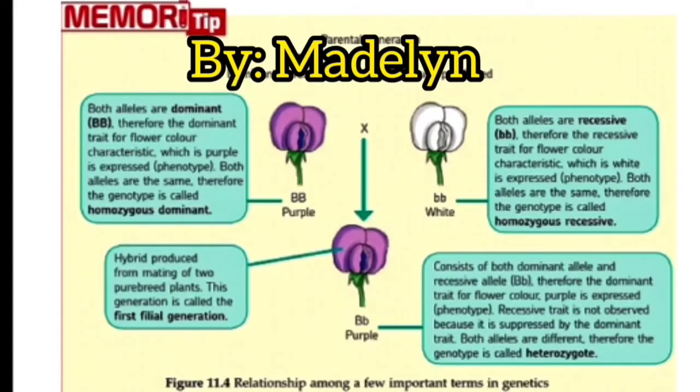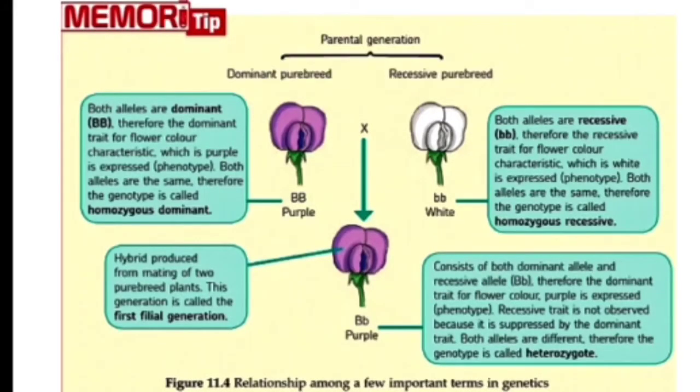Figure 11.4 Relationship among a few important terms in genetics. There are two types of parental generation, which is dominant purebred and recessive purebred. For dominant purebred, both alleles are dominant or double B capital letter. Therefore, the dominant trait for flower color characteristic, which is purple, is expressed. Both alleles are the same, therefore the genotype is called homozygous dominant.